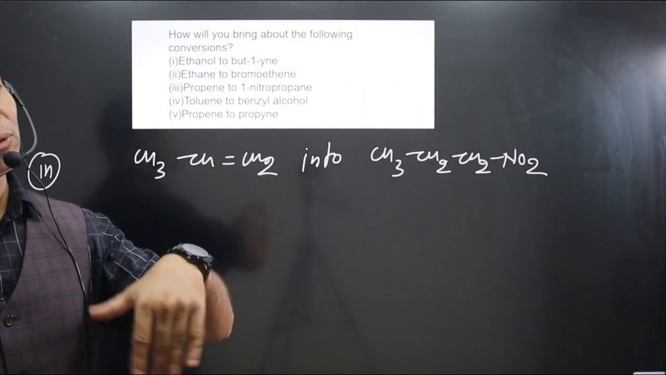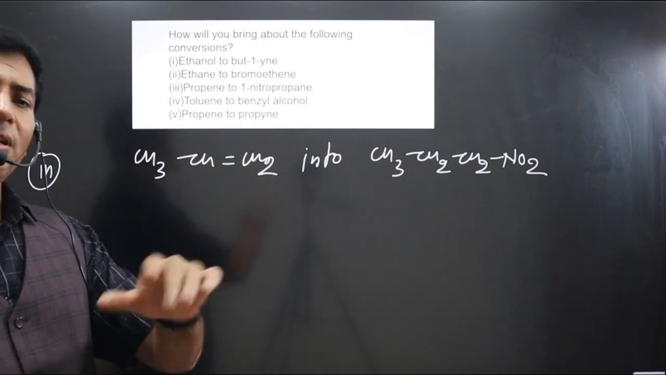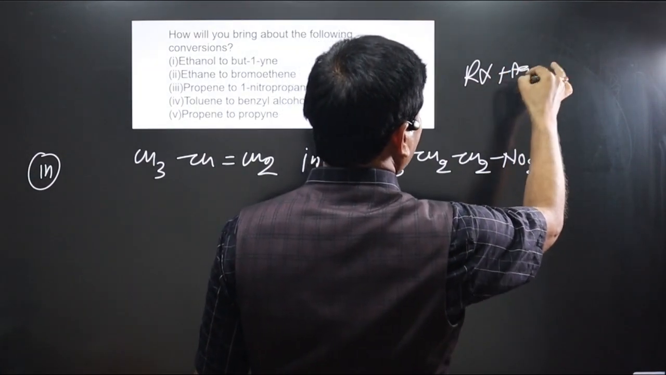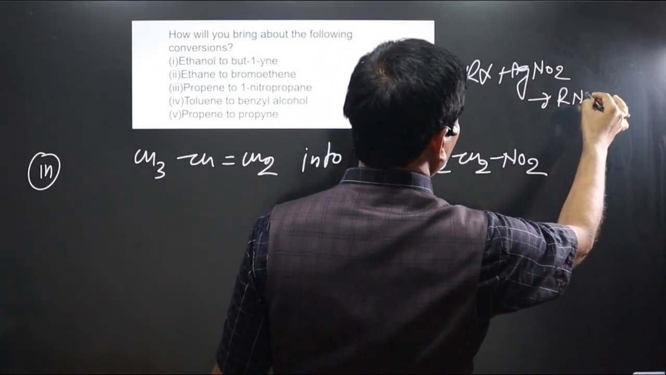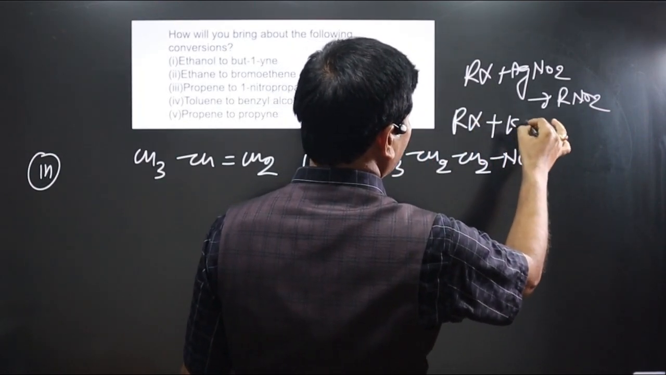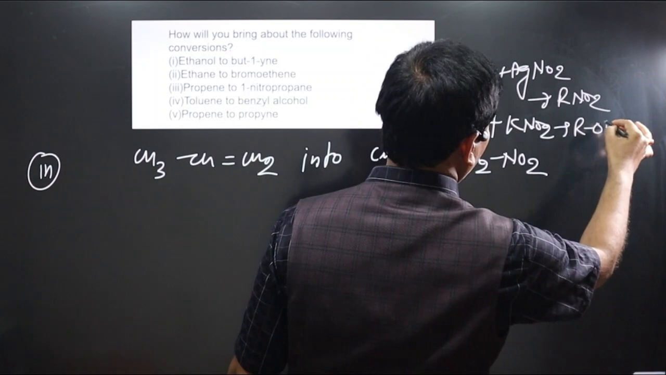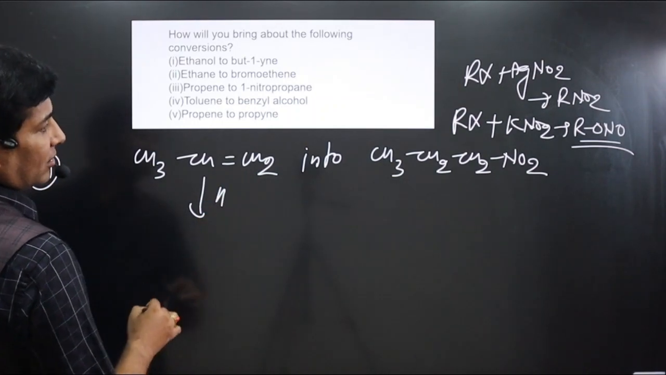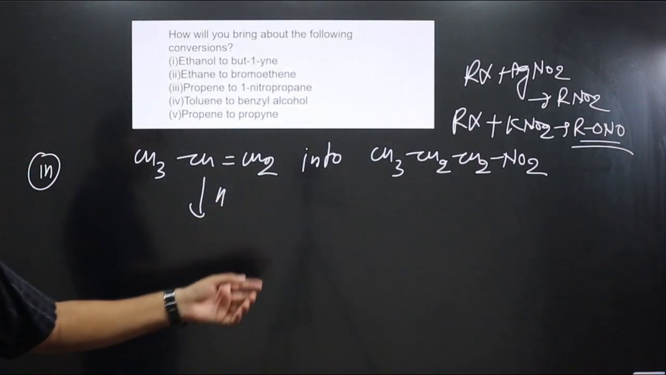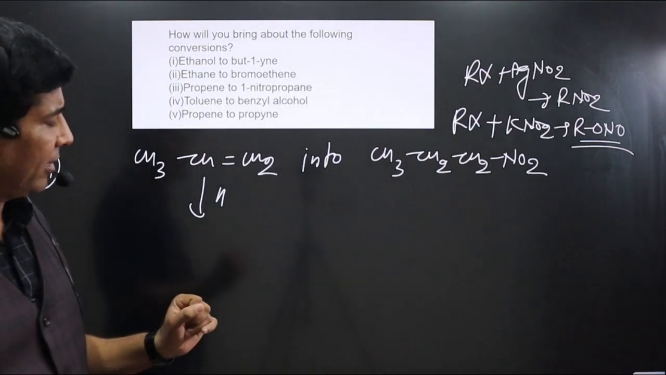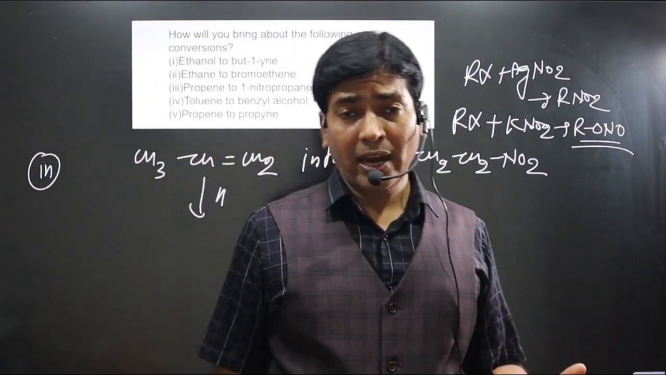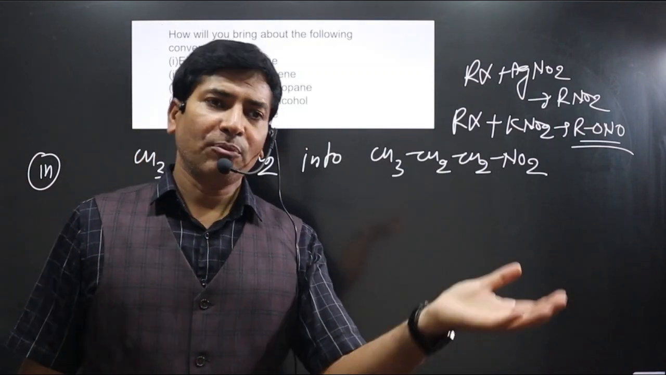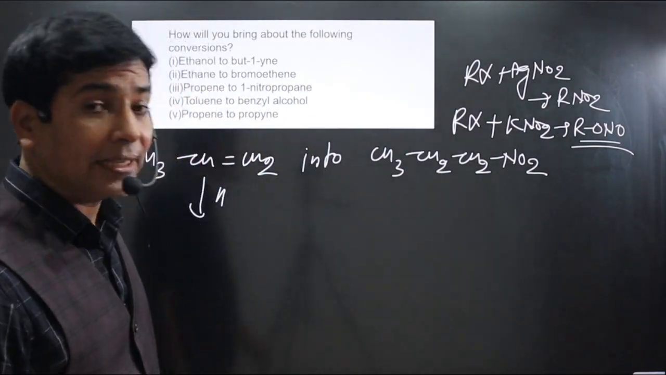Alkyl halide reacting with AgNO2: in place of the halogen, NO2 will be introduced. Okay, keep in mind, alkyl halide reacting with AgNO2 forms RNO2, and if I take alkyl halide reacting with KNO2, in this case we get the product RONO. You should be careful. Okay, I need halogen at the end, so at the end we need a primary alkyl halide. Keep in mind, if I need a primary alkyl halide from alkenes, we follow the anti-Markovnikov rule. From the anti-Markovnikov rule we will get a primary alkyl halide, and from the Markovnikov rule we get a secondary alkyl halide.